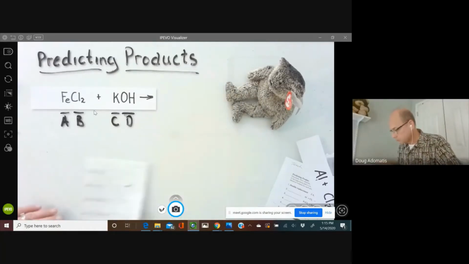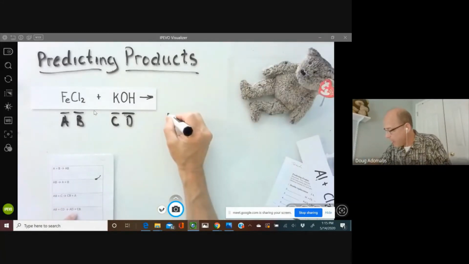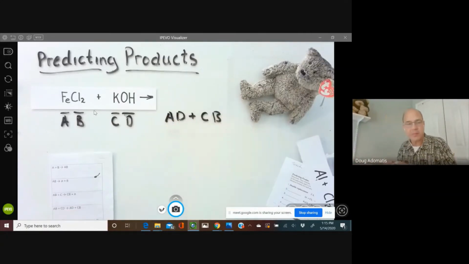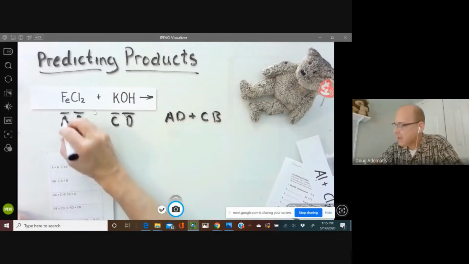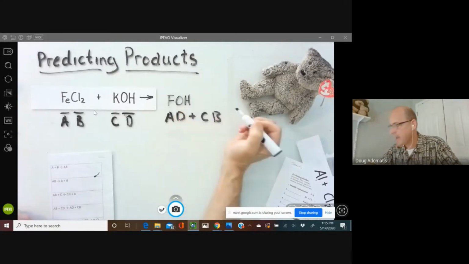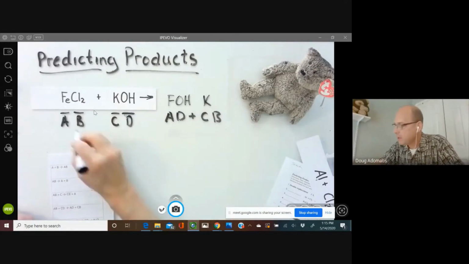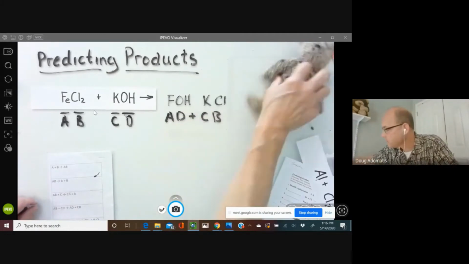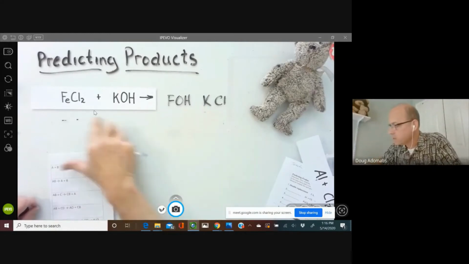Okay, so we know that then on this side, the pattern is going to be AD plus CB, whatever those happen to be. This is like you're decoding a secret code here, okay? So A is equal to iron, D is equal to the hydroxide ion, C is equal to the potassium ion, and B is equal to the chlorine ion. Now, I'm not copying any of my subscripts over. I don't need this model to help me anymore. So now I can just look at this for what it is.